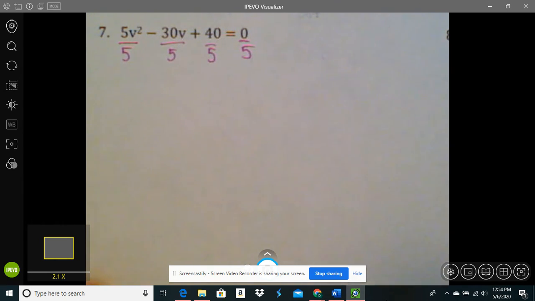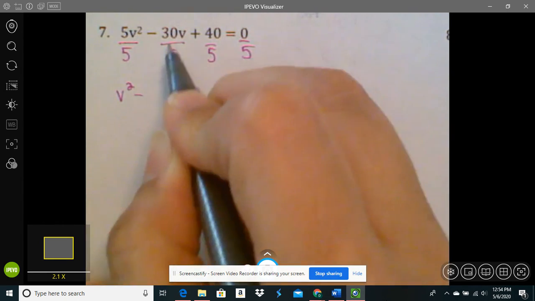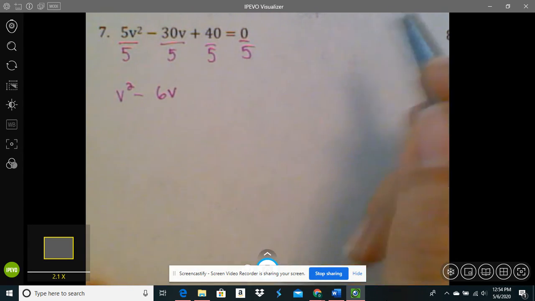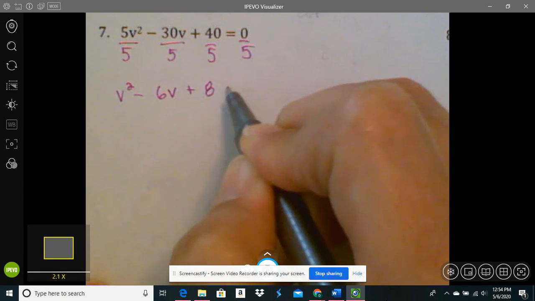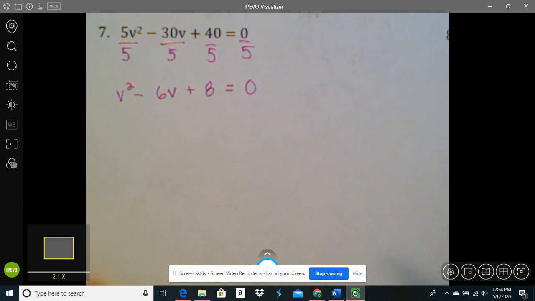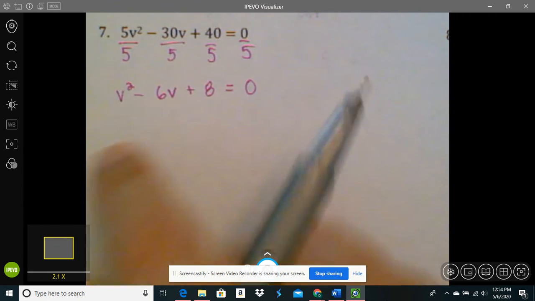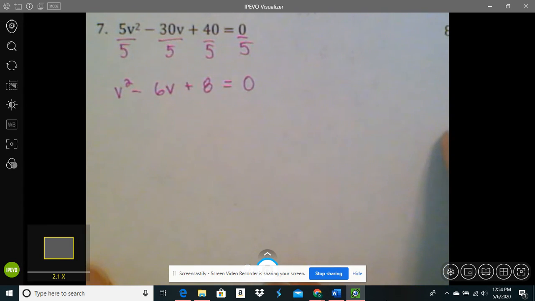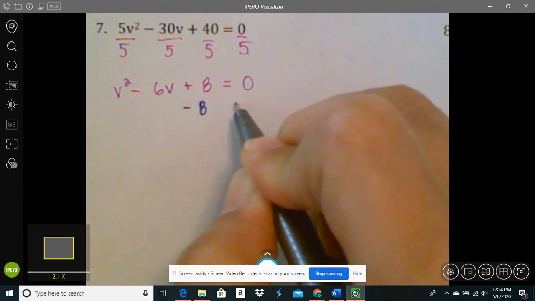So 5v² divided by 5 is v², minus 30v divided by 5 is minus 6v, my bad, plus 40 divided by 5 is 8, and 0 divided by 5 is 0, okay? So when you solve by factoring, that 5 goes in the front. When you solve by completing the square, the 5 divides out, and we're still good to go, okay? So now it looks like what we've been doing for the past 6 problems. So now we're going to do the same thing.